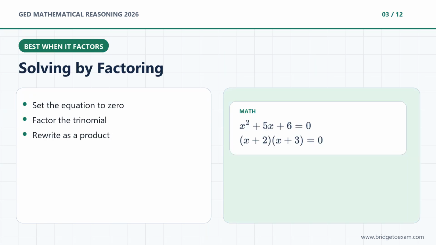If a quadratic factors nicely, factoring is the fastest method. Take x squared plus 5x plus 6 equals 0. We already know it factors into (x plus 2) times (x plus 3). So we rewrite the equation as (x plus 2) times (x plus 3) equals 0.